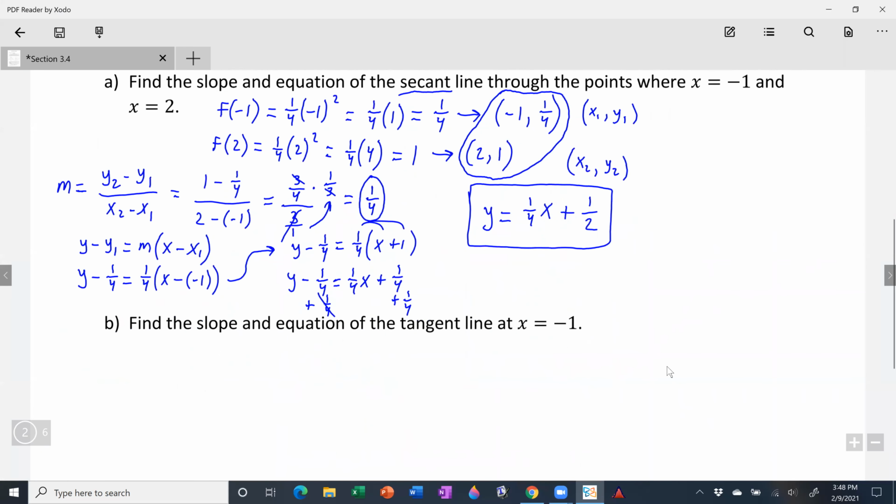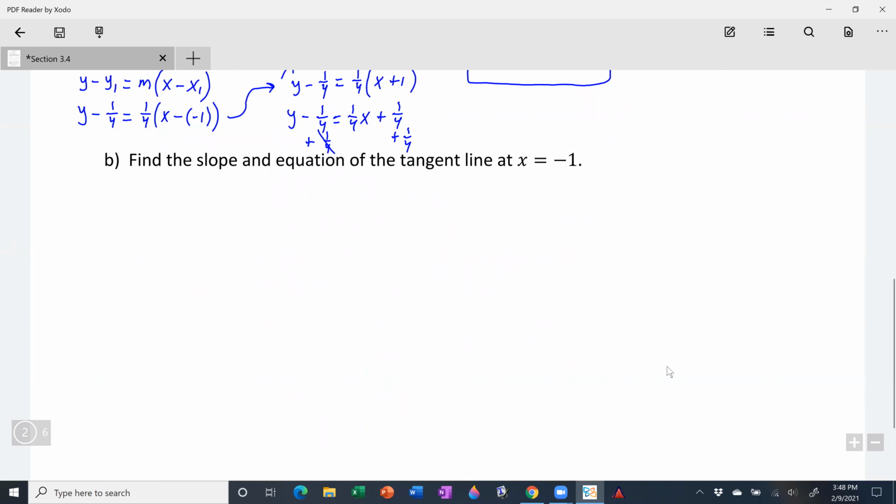Okay, looking good. Let's go ahead and do part B now, the slope and the equation of the tangent line at x equals -1. Okay, so different kind of topic here. For a tangent line, we need to make sure that we work out that instantaneous rate of change. So that's going to be the limit definition. Okay, so this is pretty much like the a is -1 here. So let's work it out, the slope.